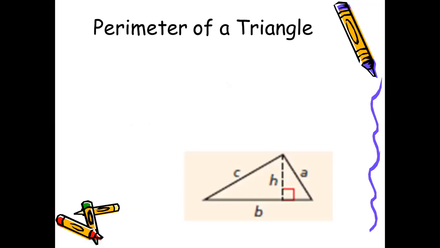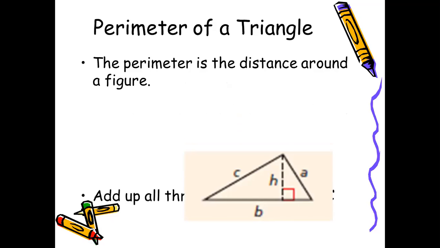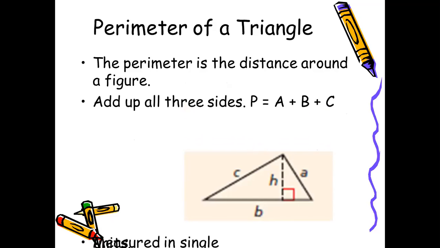Okay, let's move on to the perimeter of a triangle. Now, in the previous two shapes, we saw that perimeter is the distance around. The same goes for the triangle too. The distance around the triangle is called the perimeter. So to simplify it, the perimeter of a triangle is A plus B plus C.